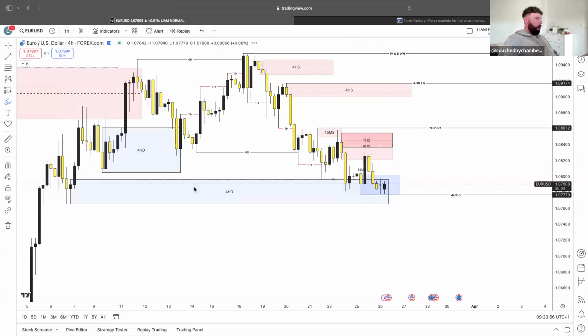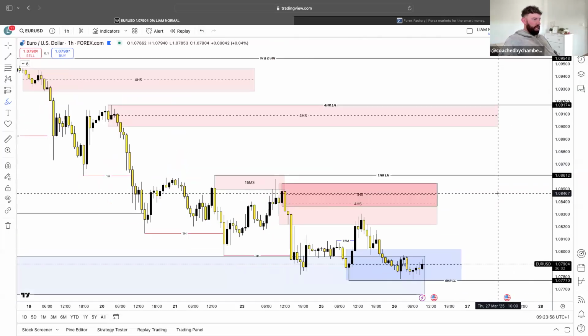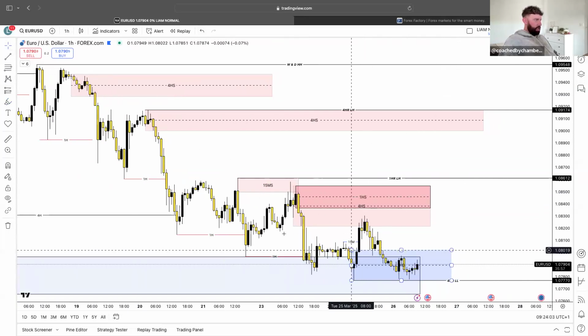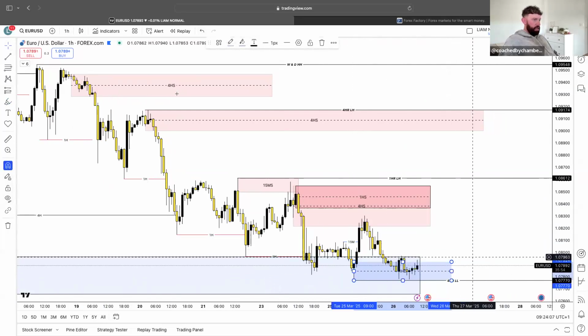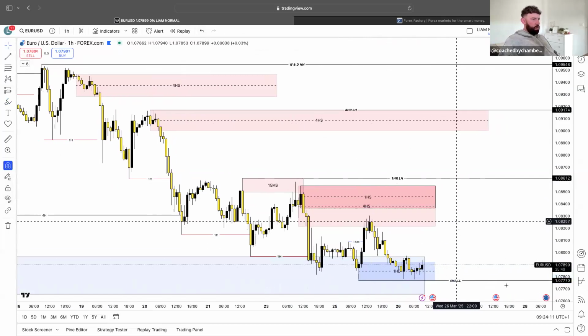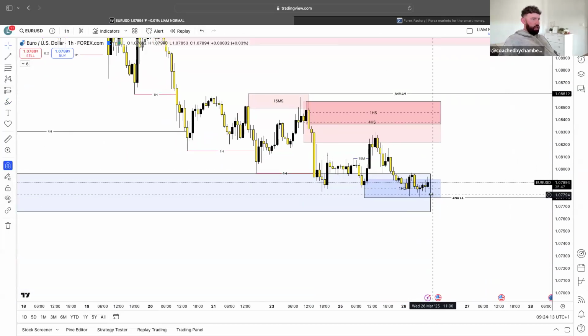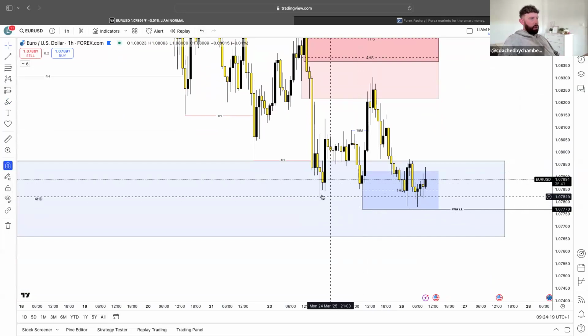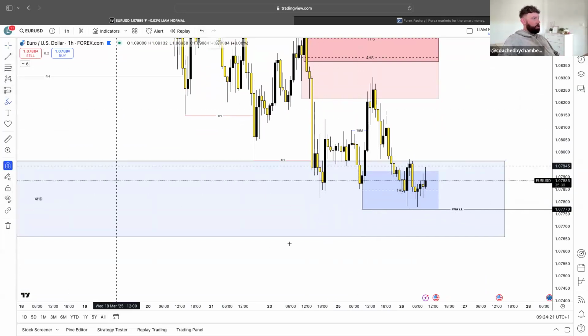If I drop down to the 1 hour, you'll be able to notice that, of course, as of right now, I'm going to cut this down to this 1 hour supply zone, which is here. I'm going to change it to a 1 hour demand zone, not a supply, sorry. 1 hour demand zone. So if we look at where we're currently at, we're in this 1 hour supply. This wick can be classed as a liquidity sweep here.